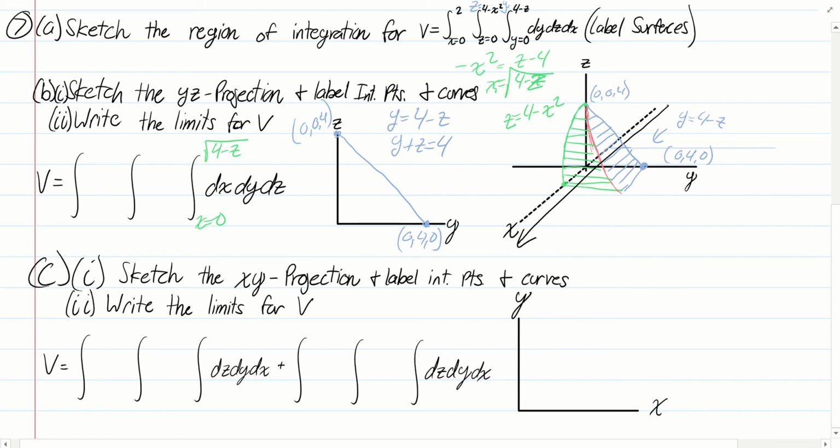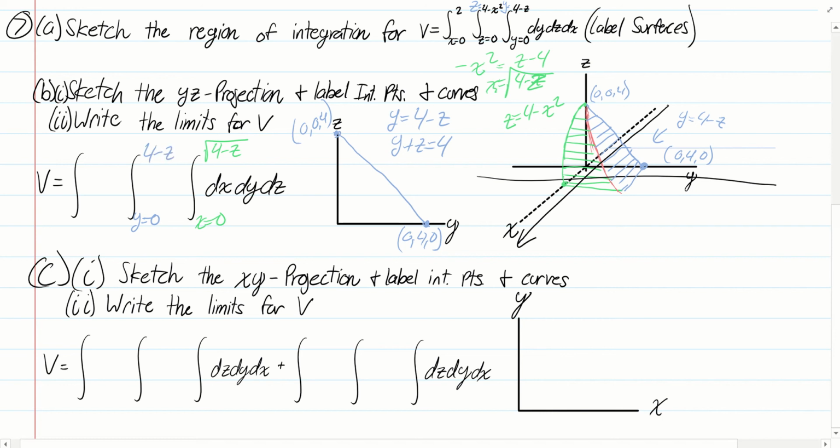And now I need to get y, so I'll take my arrow in the y direction. So I enter back at y equals 0, which is the zx plane. So y equals 0, and I come out of the blue plane, which is that y equals 4 minus z. So I have 4 minus z here.